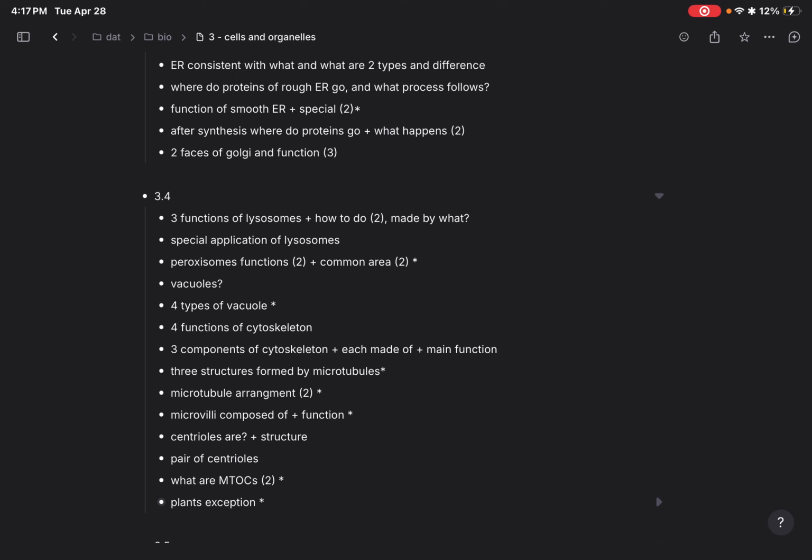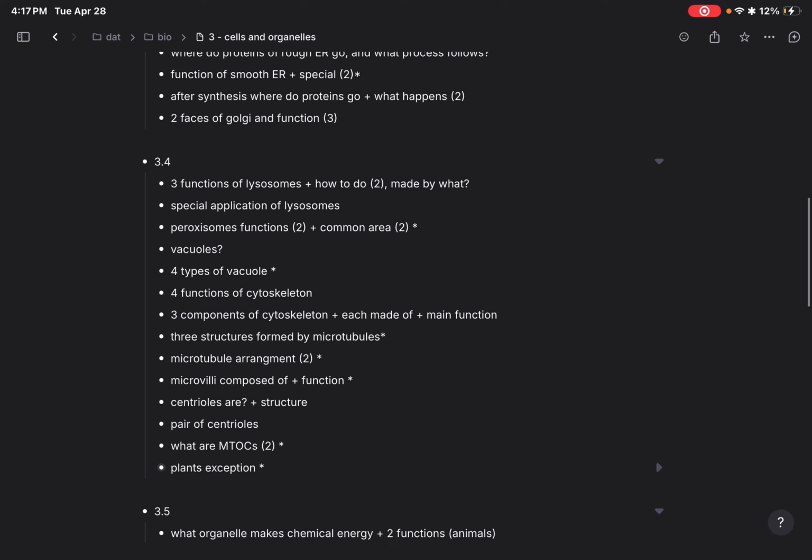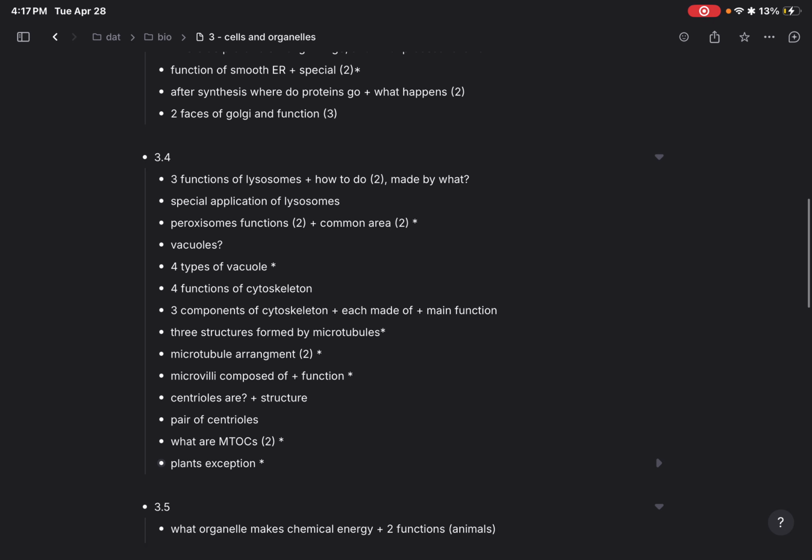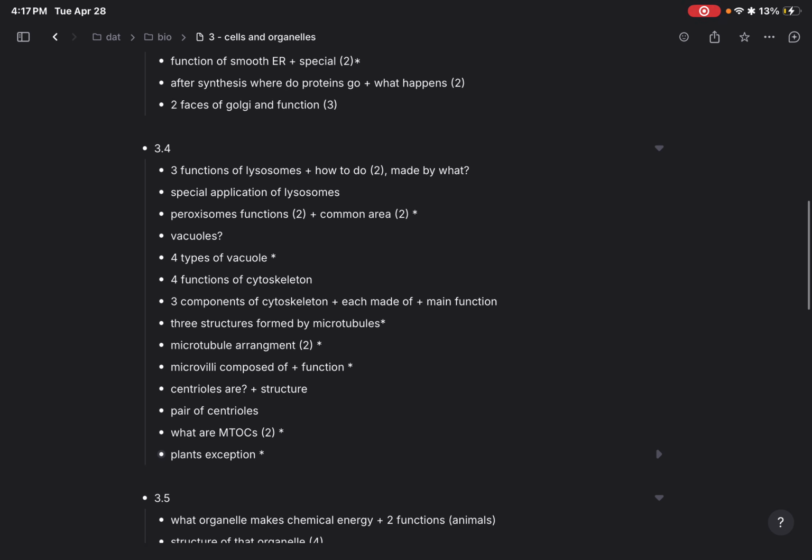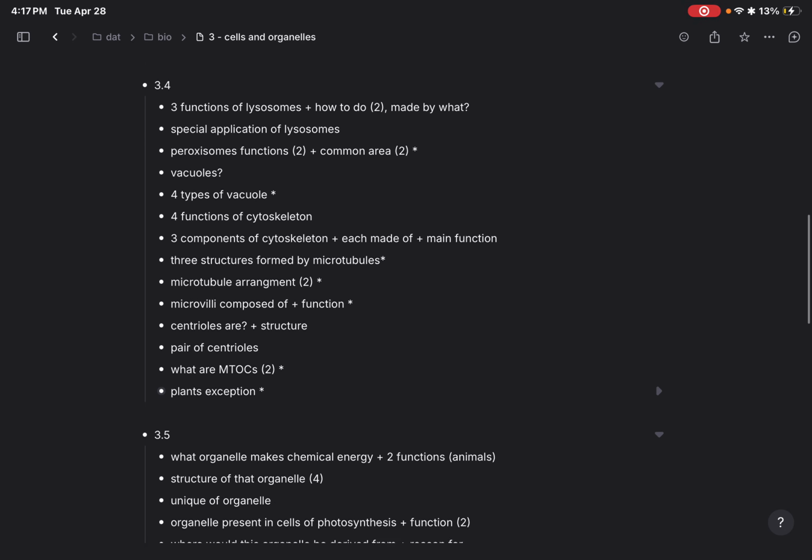After synthesis, where do proteins go? Like I said, they go to the Golgi apparatus. Protein modification occurs there. Two phases of Golgi and function: there's a cis side and a trans side. The cis side is like the receiving side. The trans side is where the proteins leave in vesicles.